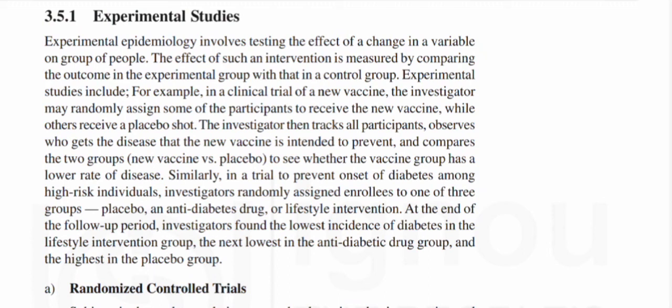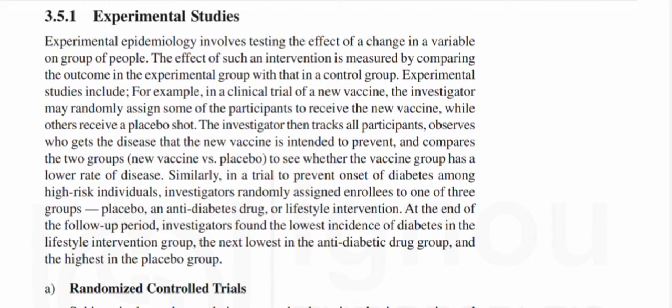The investigator then tracks all participants, observes who gets the disease that the new vaccine is intended to prevent, and compares the two groups, new vaccine versus placebo, to see whether the vaccine group has a lower rate of disease.